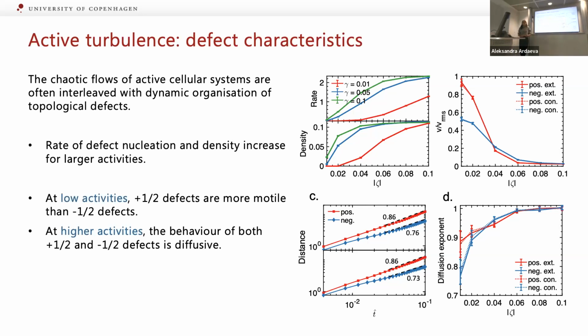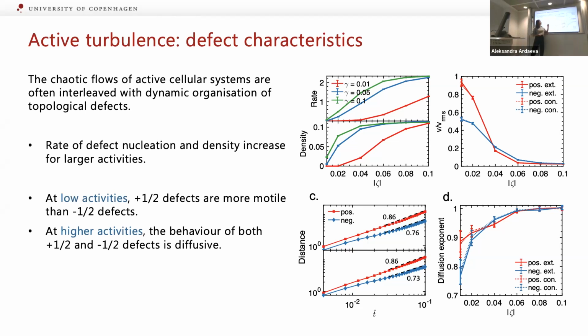We can further characterize what happens to these defects. Again, we measure everything compared to the activity strength, and we can see that as we increase activity, you would have more defects, so defect density will increase, and the rate of creation of topological defects will also increase. But then, interestingly, if we measure the average velocity of the defects, we see that at low activities, plus half defects have faster, larger velocities, and minus half have smaller velocity, which is in agreement with what we know, that plus halves are motile, minus halves are non-motile defects.